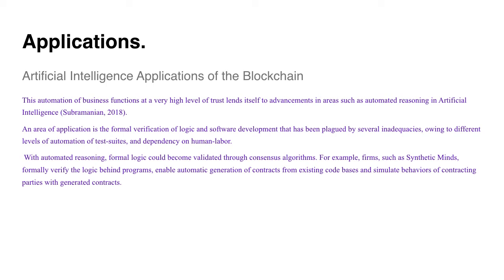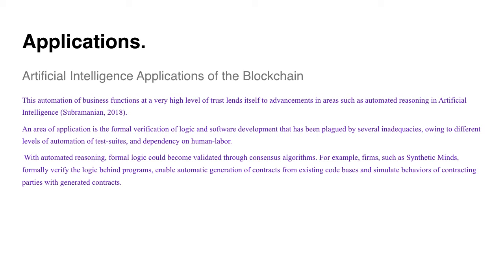So what is automated reasoning, or rule-based verification, or formal verification? It is that branch of software development which has been plagued by several inadequacies because you have different levels of automation, test suites, and dependencies on human labor, etc. Like, for example, if you're validating or testing a particular software, what are the rules against which you will test? How will you test against certain rules? These are very difficult to actually engage in.